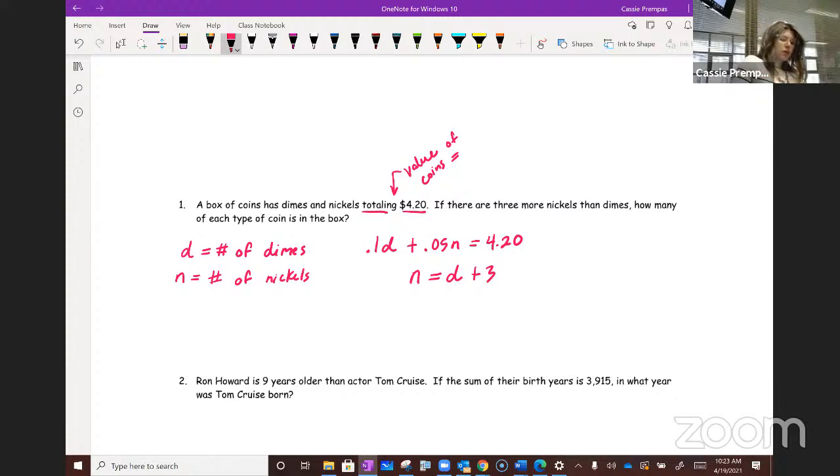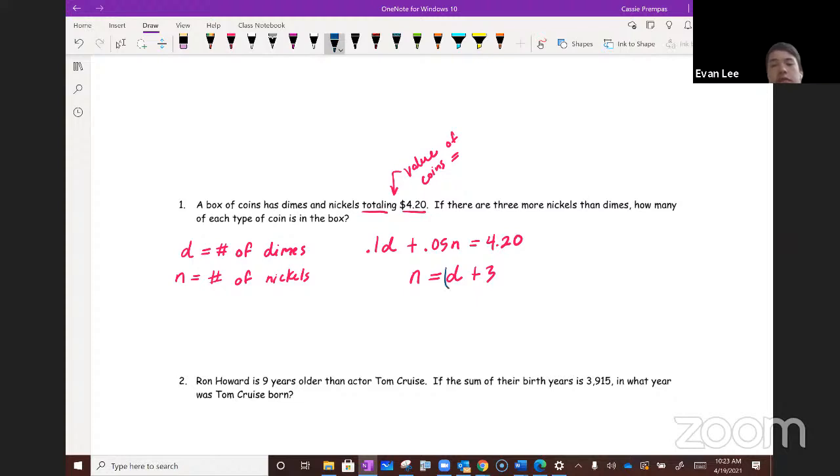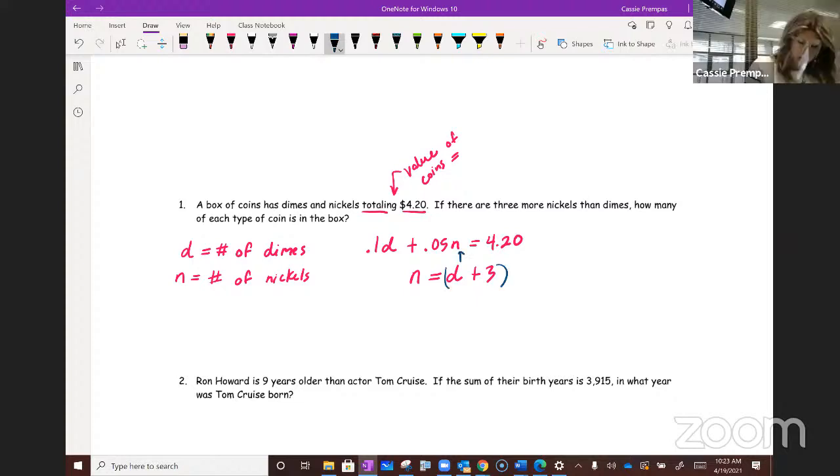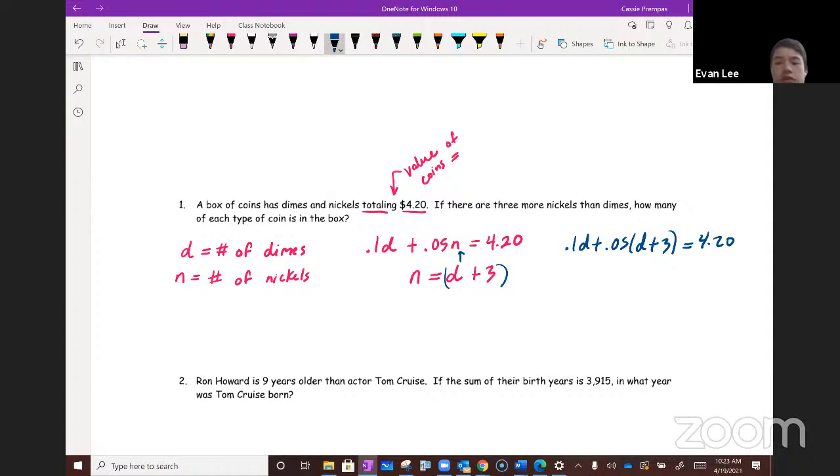So I start off with the bigger one and I say, take the smaller one and add to it. Now, which process would you want to use to solve this? Substitution or elimination? Substitution, I agree. Turn with your partner, and this time the person with the least amount of siblings tells them what you would do. So Evan, what would you do for substitution? You'd plug in d plus 3 for n in the first equation. Awesome. And we do it with parentheses, right? So we have 0.1d plus 0.05 times quantity d plus 3 equals 4.20. Then you distribute the 0.05.